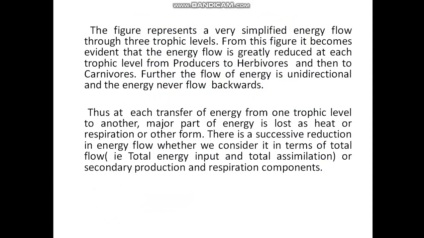So the figure represents a very simplified energy flow through three trophic levels. From this figure, it becomes evident that the energy flow is greatly reduced at each trophic level, from producers to herbivores and then to carnivores. Further, the flow of energy is unidirectional and the energy never flows backwards. Thus, at each transfer of energy from one trophic level to another, a major part of energy is lost as heat or respiration or other form. There is a successive reduction in energy flow, whether we consider it in terms of total flow, that is total energy input and total assimilation, or secondary production and respiration components.